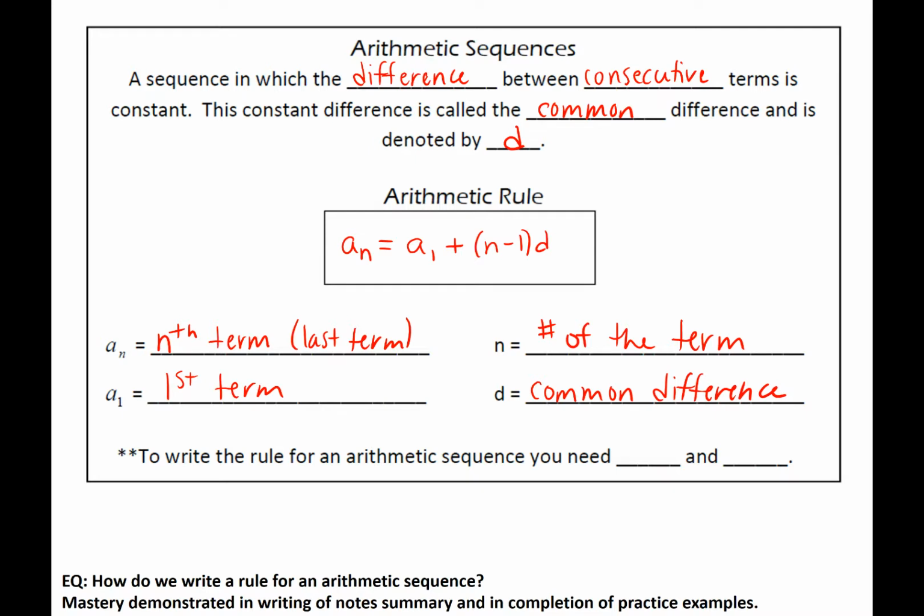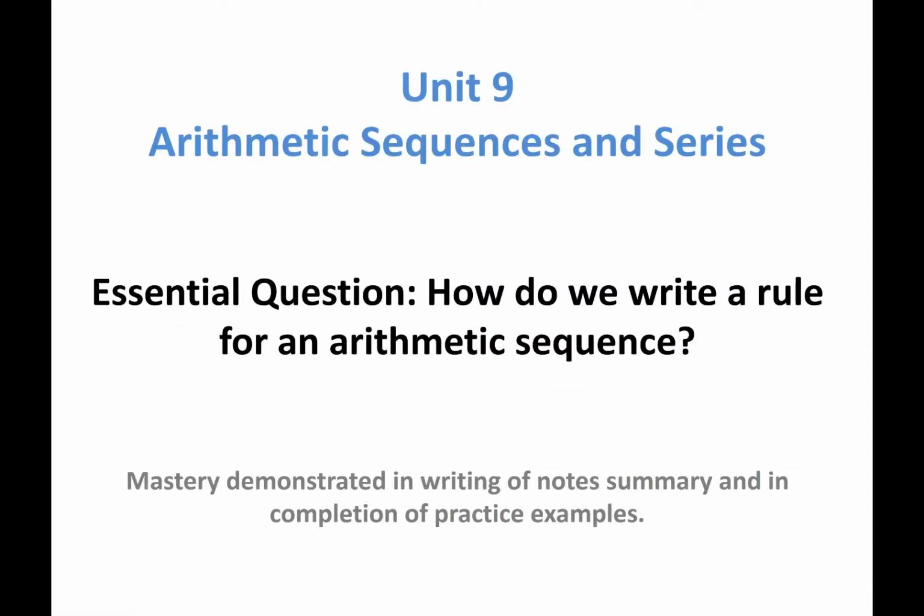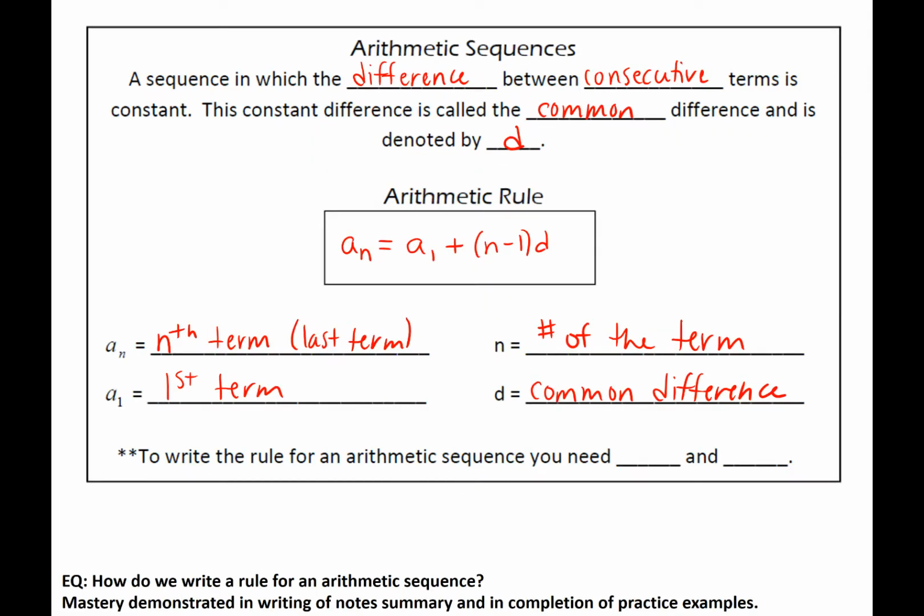Okay, then to write the rule for an arithmetic sequence, you absolutely need a sub 1 and D. So that's going to be important to us. We need a sub 1 and D if we're going to write the rule, which means write the equation. Okay, let's give it a try.